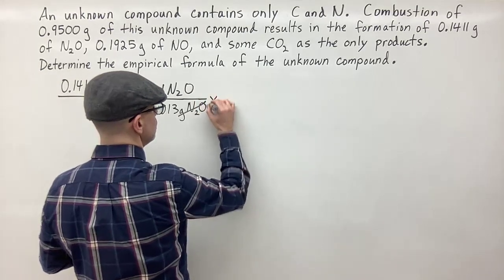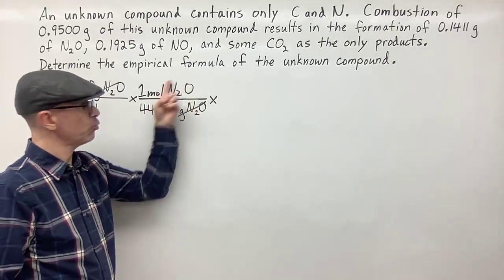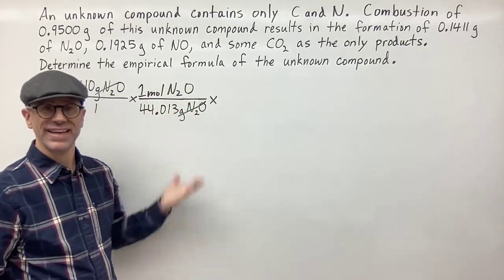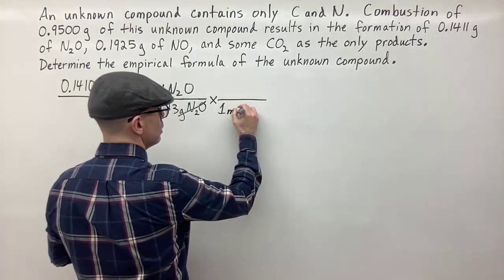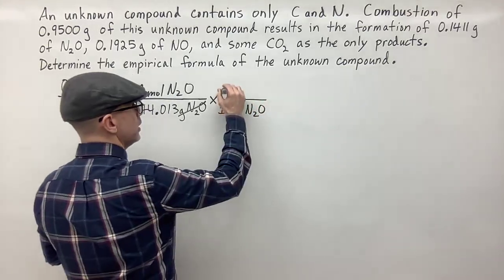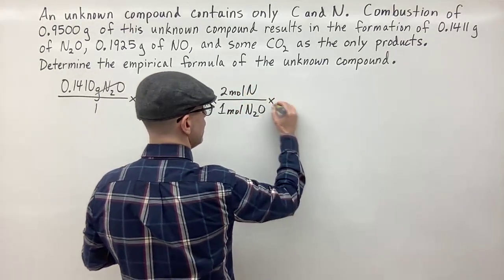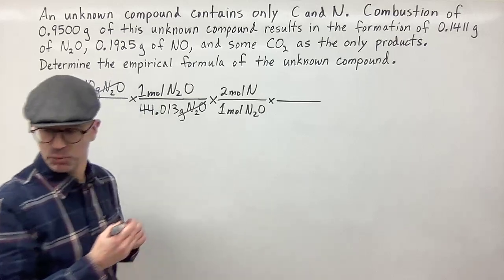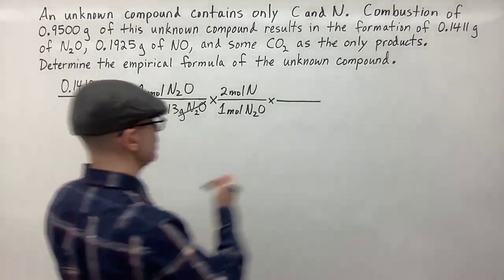And now we want to convert this to moles of nitrogen using the mole ratio in the formula. For every 1 mole of N2O, that gives us 2 moles of nitrogen. So we're going to use that mole ratio: 1 mole of N2O on the bottom, 2 moles of N on top. And now we're going to convert to mass of nitrogen using the molar mass of nitrogen. And it's 14.01 if I remember correctly. That's going to be 14.007. I was close enough.